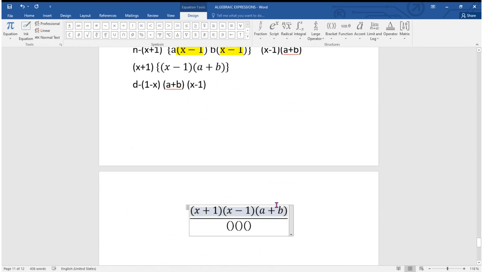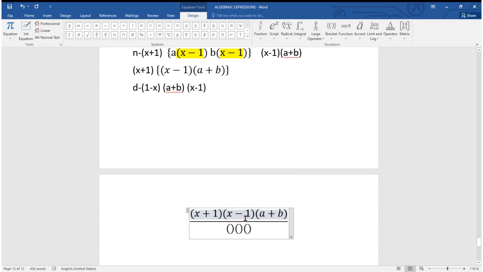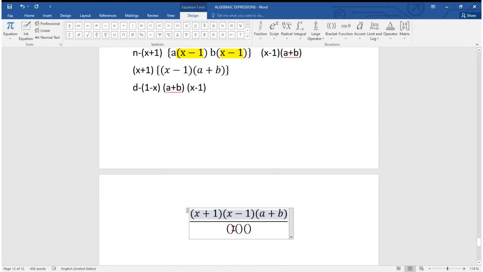Plus b is the one that replaced this one when we factorized. Remember we came here and paired it properly. So the numerator is x plus 1, then we have x minus 1, a plus b. And in this case the denominator is 1 minus x, a plus b, x minus 1. We just want to arrange them here so that we can form our conclusions.